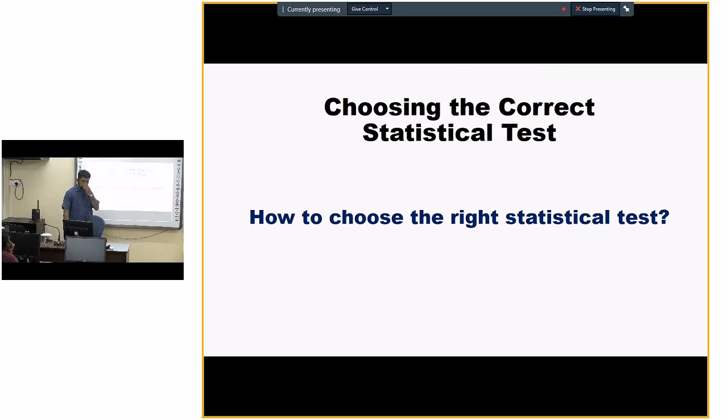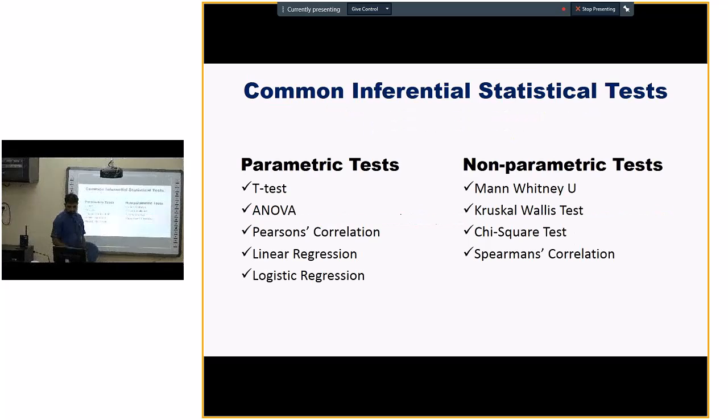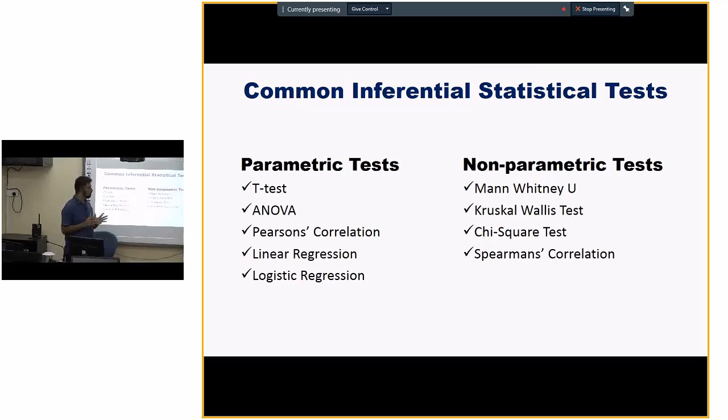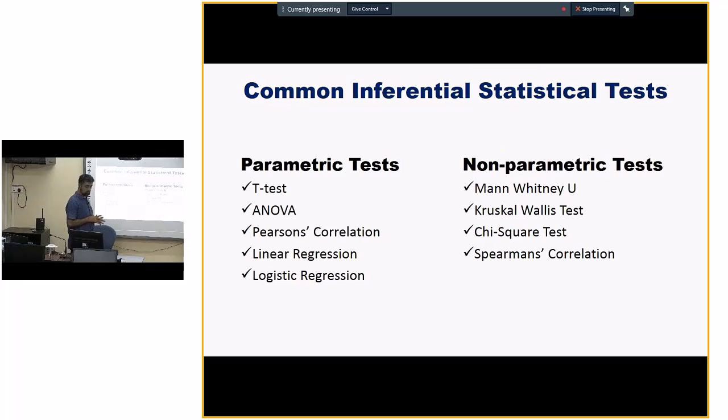Right. Now, the next important task is to select an appropriate statistical test. How to choose the right statistical test, right? How to choose them, right? There are a number of parametric tests and non-parametric tests. These are parallel tests. Most probably we can see a parallel non-parametric test for each parametric test, right? Then our task is to identify the relevant statistical tests.